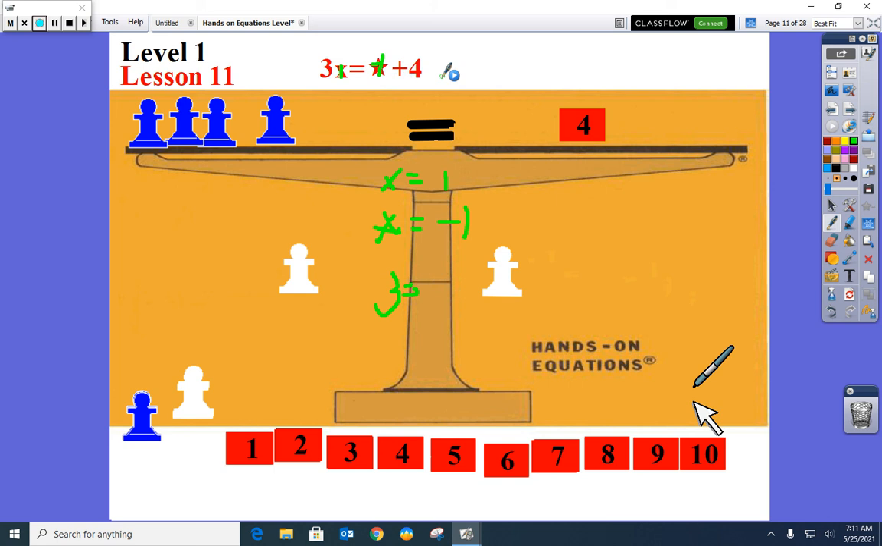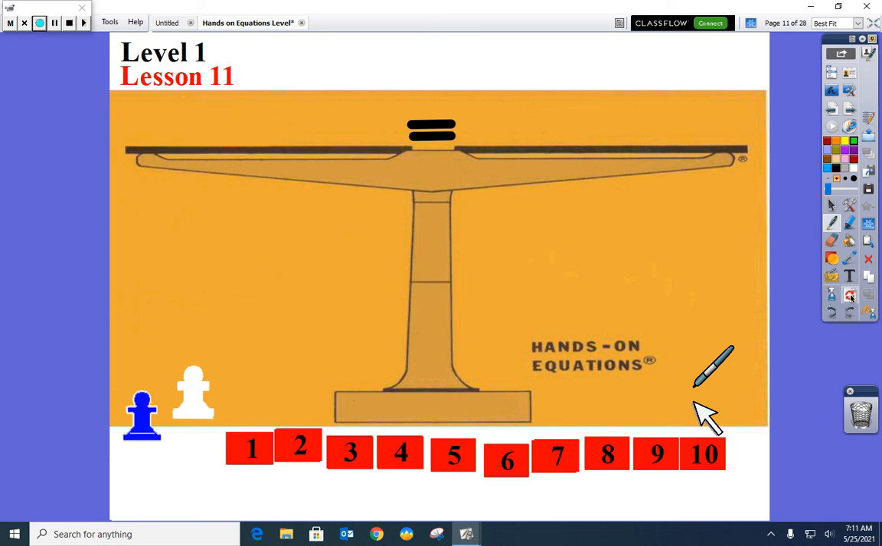And negative 1 plus positive 4 is a positive 3. So I get 3 check 3. Pretty simple stuff. Lesson 12 actually pairs really well with lesson 11. It's going to be the same approach, but a slightly different twist to it.